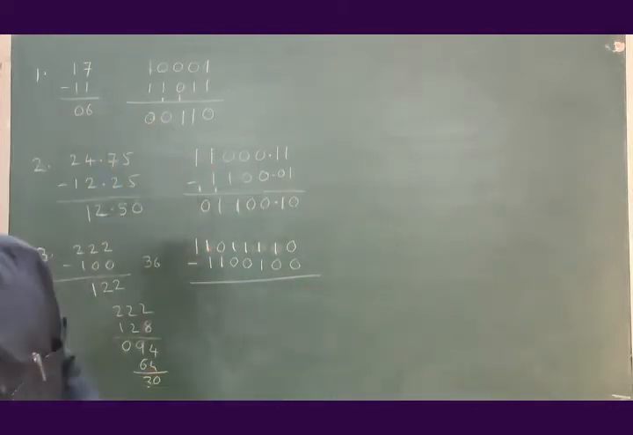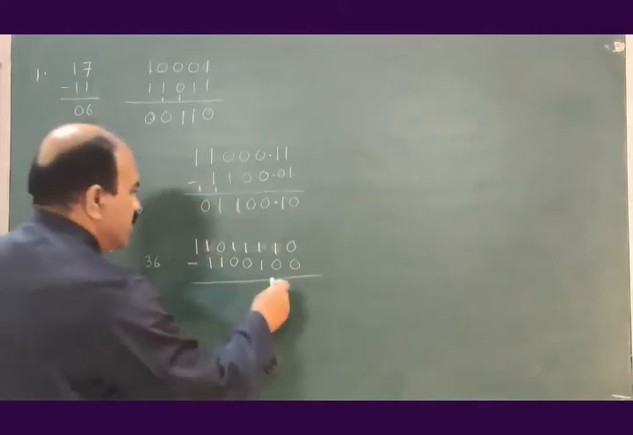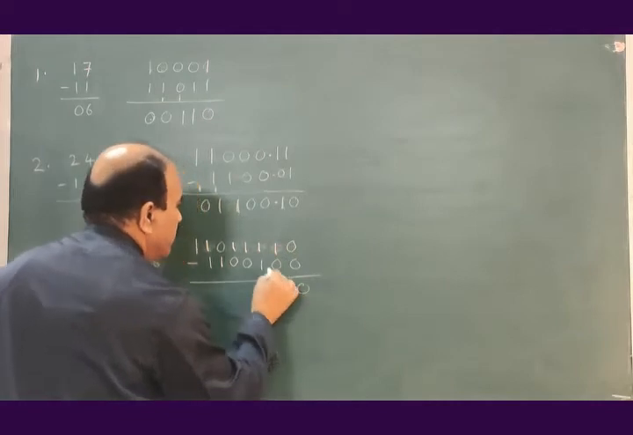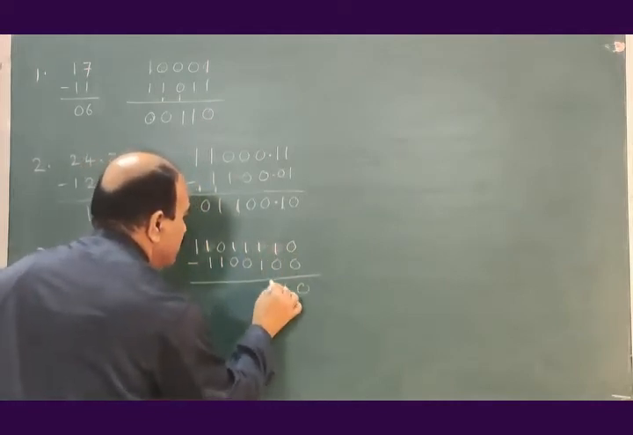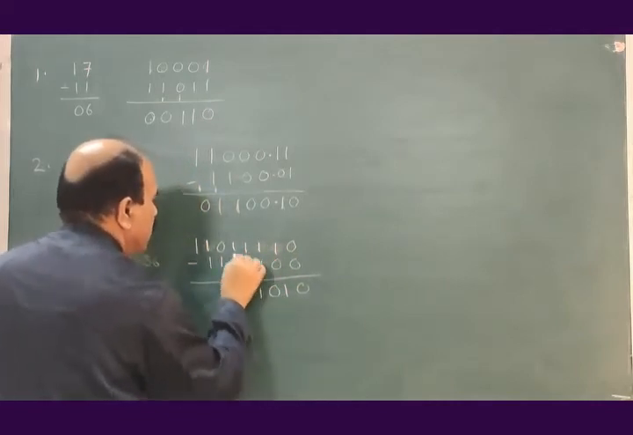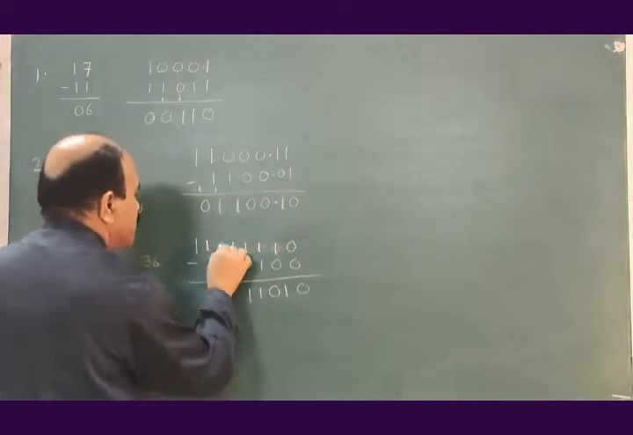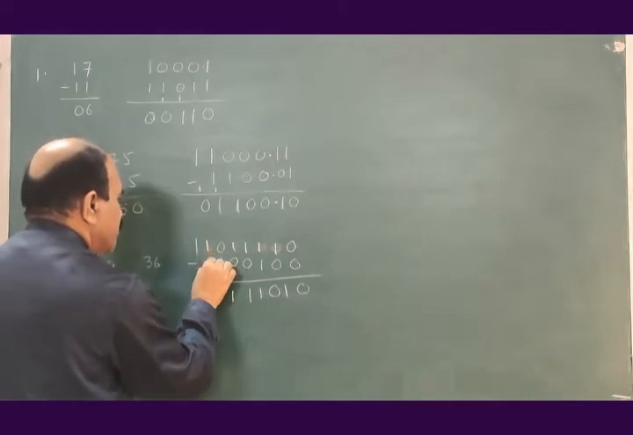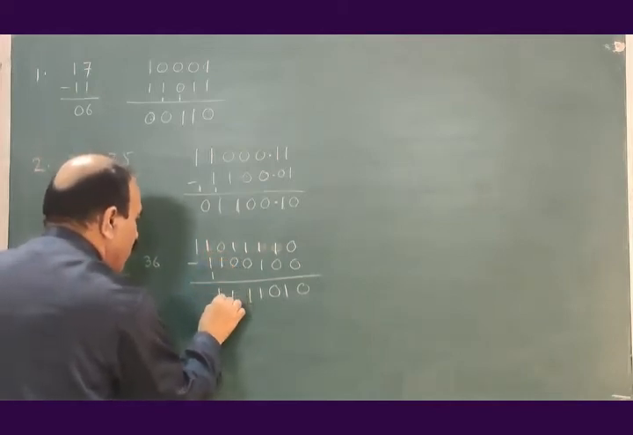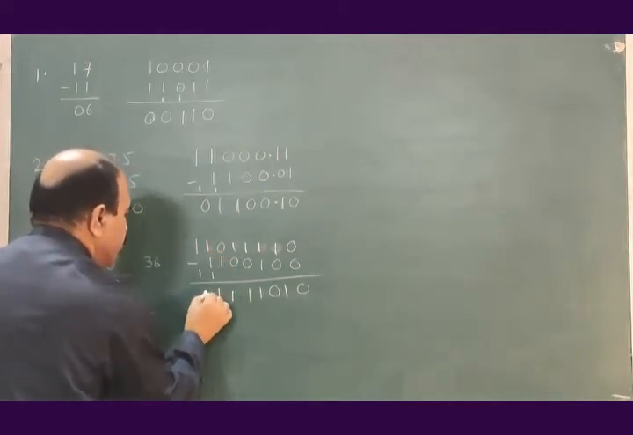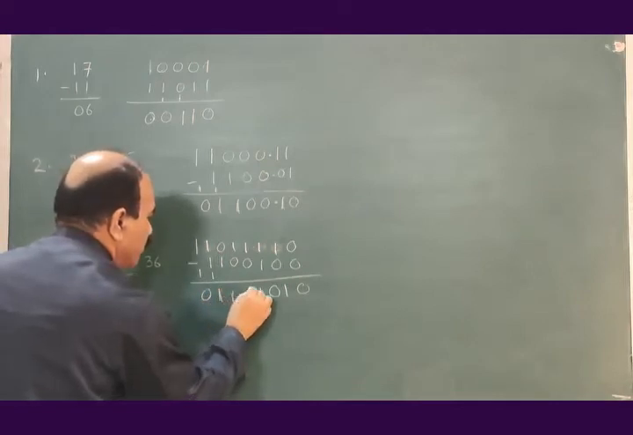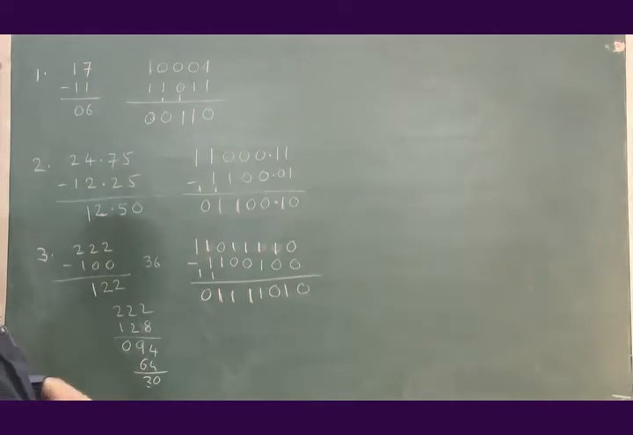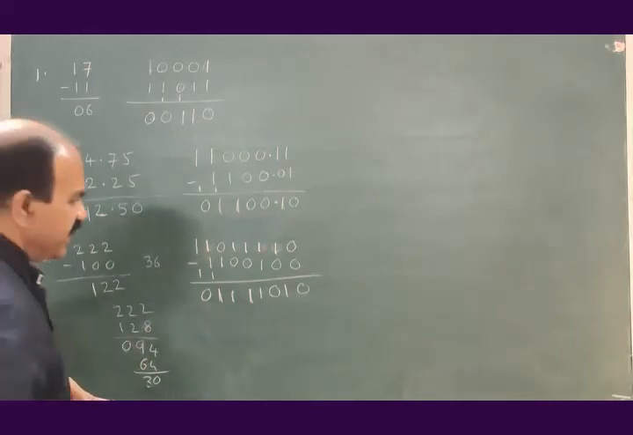Let us do the subtraction. 0 minus 0, 0; 1 minus 0, 1; 1 minus 1, 0; 1 minus 0, 1; 1 minus 0, 1; 0 minus 1, 1 with borrow 1; 1 minus 1, 0; 0 minus 1, 1 with borrow 1; 1 minus 1, 0. Our answer is 122. Let us verify whether it is 122.